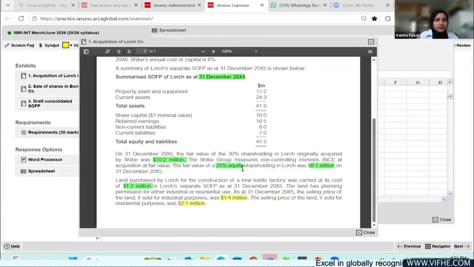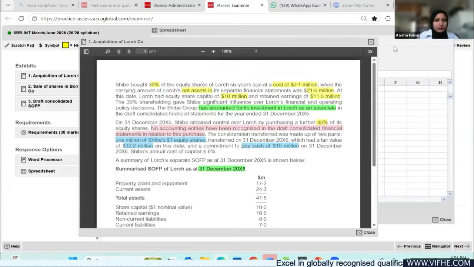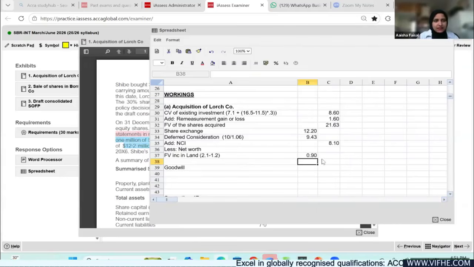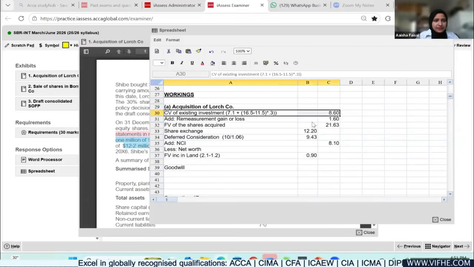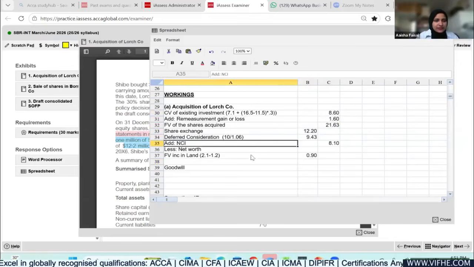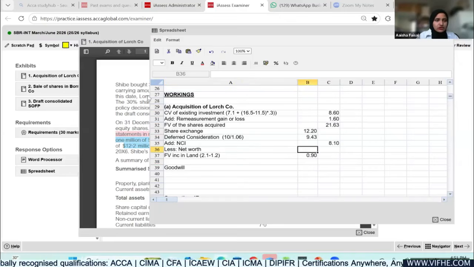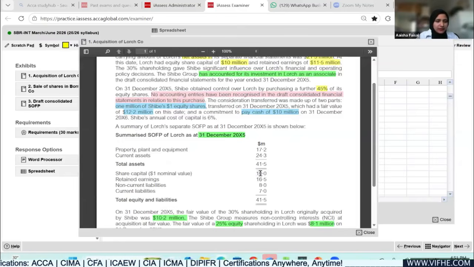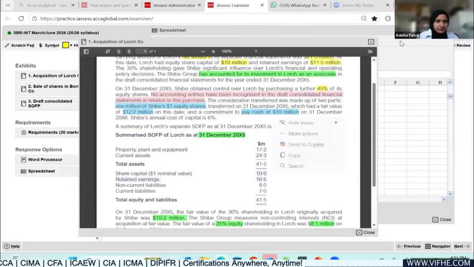And I'm towards the end of the exhibit. So now whatever is missing, I will fill that, the fill in the missing blank approach. What is missing? Carrying value of the existing, I have done. Remeasurement gain or loss, done. Fair value of shares acquired, done. Share exchange deferred, done. NCI, done. Less net worth is missing. So at 31st December 20x5, the net worth is already given to me: equity of 10 and 16.5.